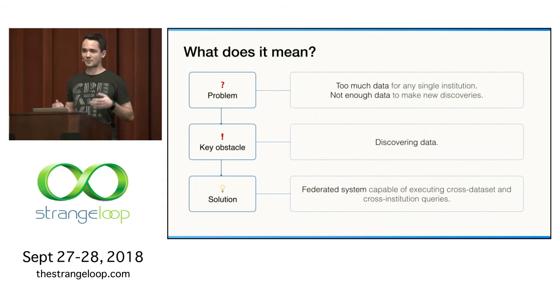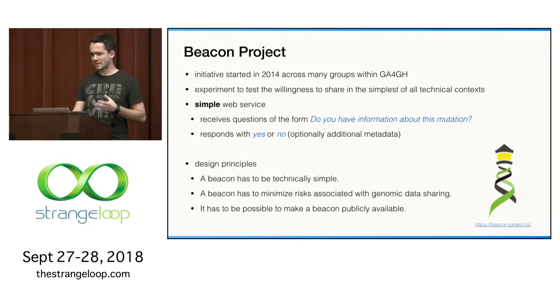So it's pretty clear that the federated system capable of executing queries across datasets, across institutions, that's the missing piece here. And that's exactly what the Beacon network is trying to pioneer. So the Beacon network is called the Beacon network because it connects all these services. And these services individually are called beacons.